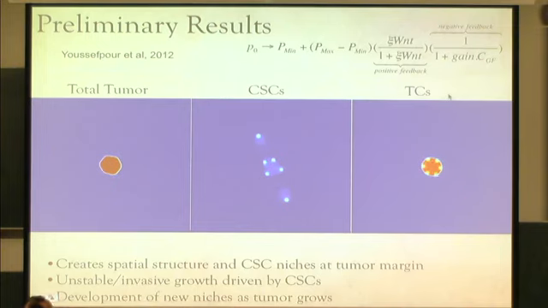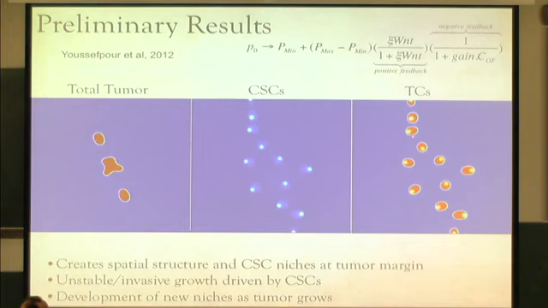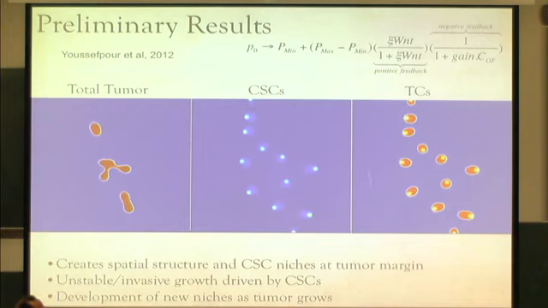So these are the stem cell clusters here. You see they're right at the boundary. They're driving fingering, and then you can produce additional hotspots or niches for the stem cells, and you get a highly invasive, fragmented tumor.